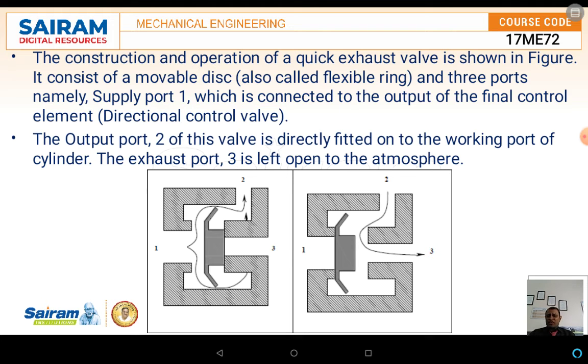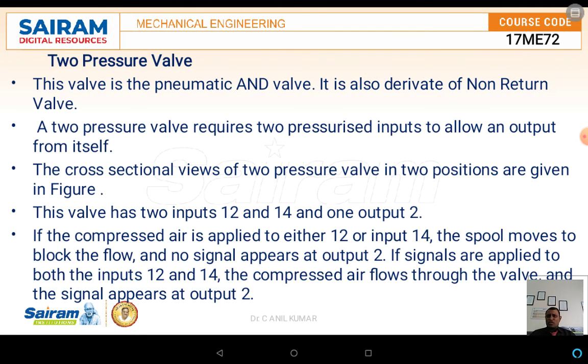The next one we are discussing is the two pressure valve. The two pressure valve works on the principle of the AND valve. The AND gating mechanism is what we normally studied in electronics, but here it works on the same concept as the AND valve mechanism. The two pressure valve requires two pressurized inputs to allow an output.